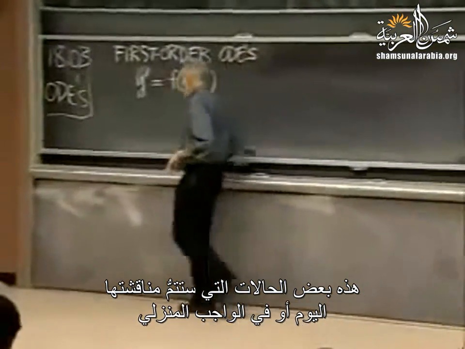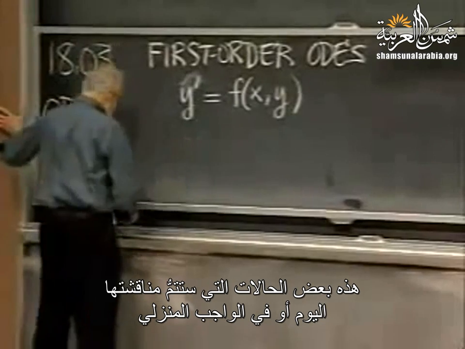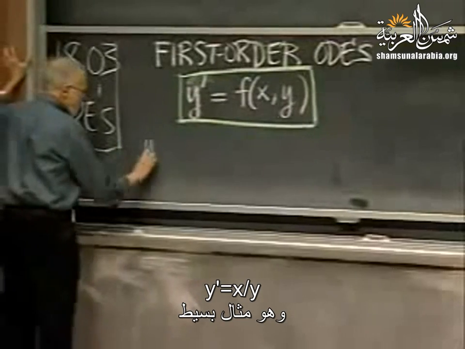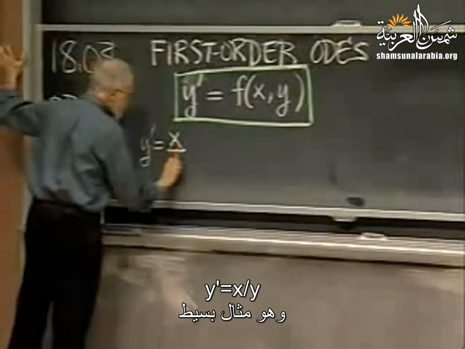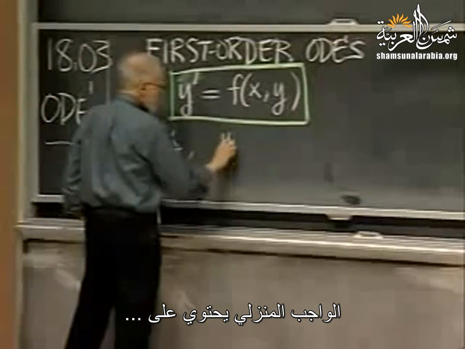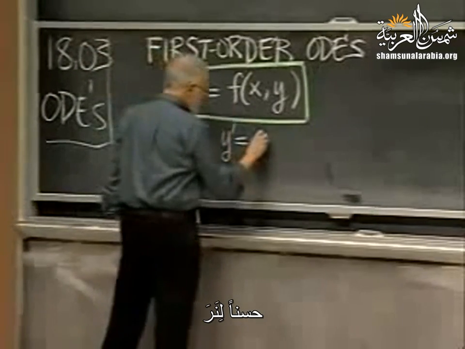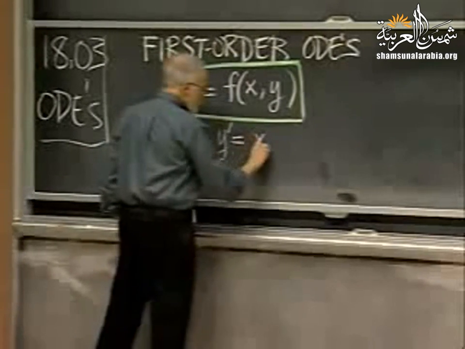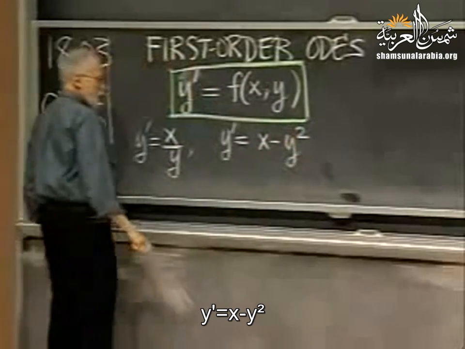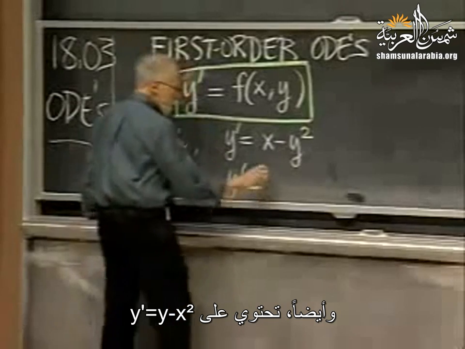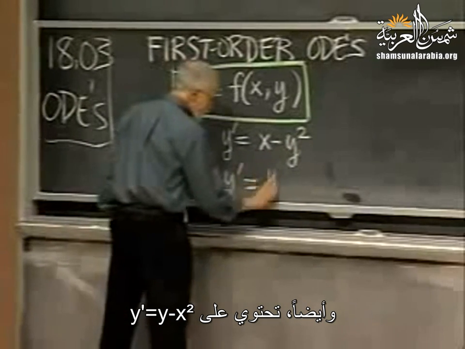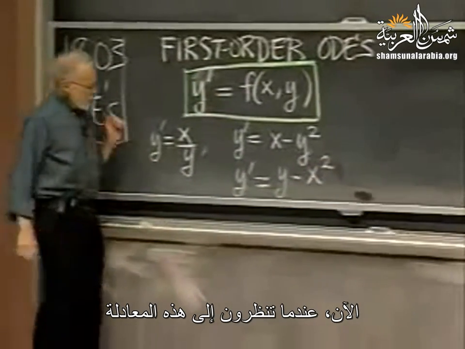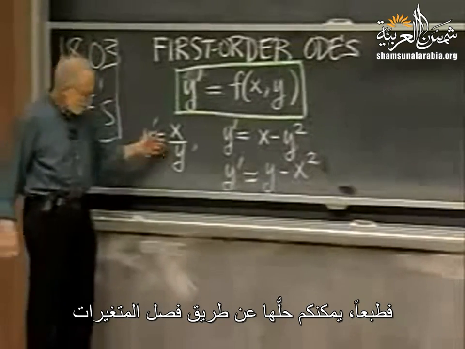So, for example, some of the ones that will be considered either today or in the problem set are things like y prime equals x over y. That's pretty simple. The problem set has y prime equals x minus y squared. And it also has y prime equals y minus x squared. There are others too. Now, when you look at this, of course, you can solve by separating variables. So this is solvable.